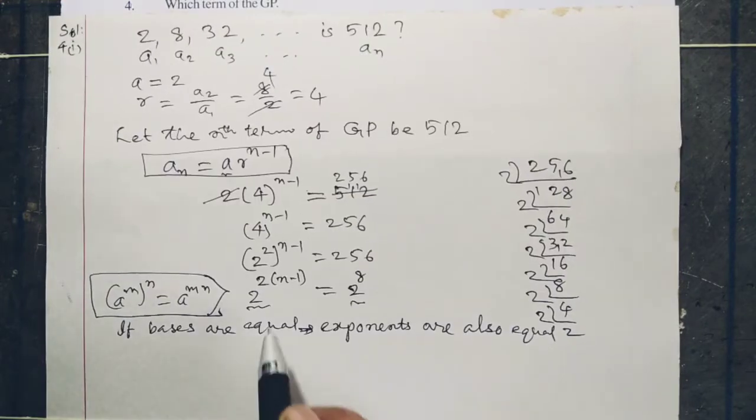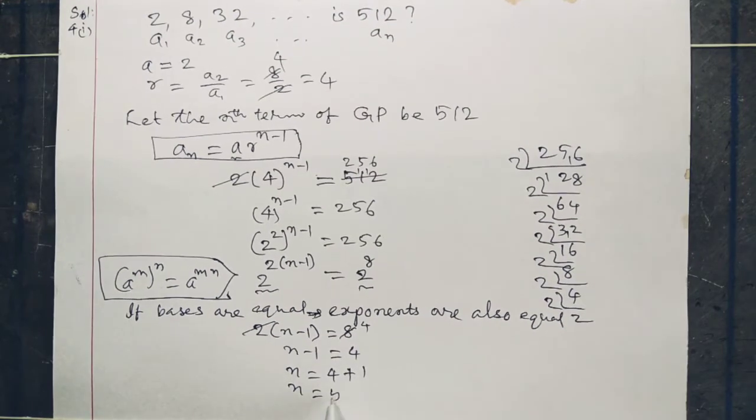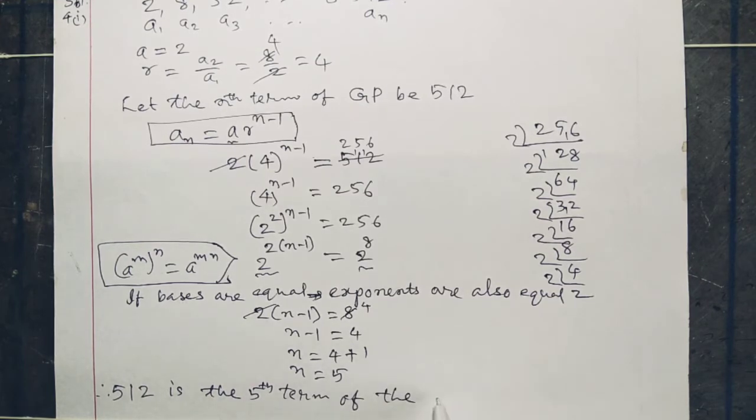Therefore 2 into n minus 1 is equal to 8. n minus 1 is equal to 4, since 2 fours are 8. n is equal to 4 plus 1, n is equal to 5. Therefore 512 is the fifth term of the given GP.